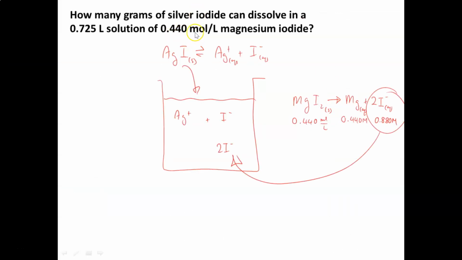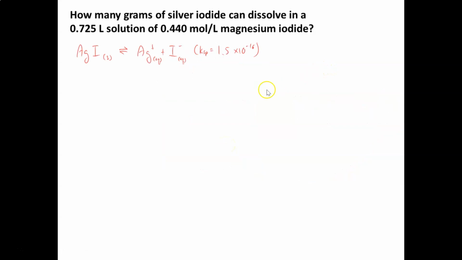So if we have 0.440 moles per liter of magnesium iodide and all of it breaks up, all of it dissolves because it's very soluble, that means I'll have 0.440 moles per liter of magnesium, but 0.880 moles per liter of iodide, because for every one magnesium iodide, 2 iodide ions are released. So we have to double this amount over here. This of course results in the common ion effect because now we have a common ion, the iodide ion, between these two compounds. And so the magnesium iodide will interfere with the silver iodide's ability to break up and dissolve into solution because there are already iodides floating around in solution.